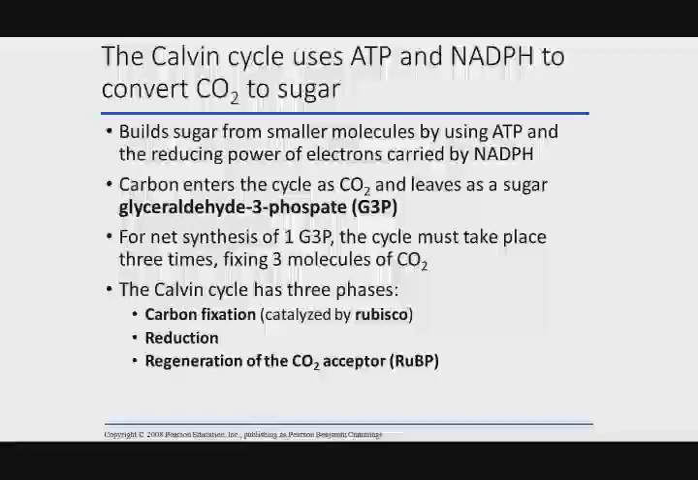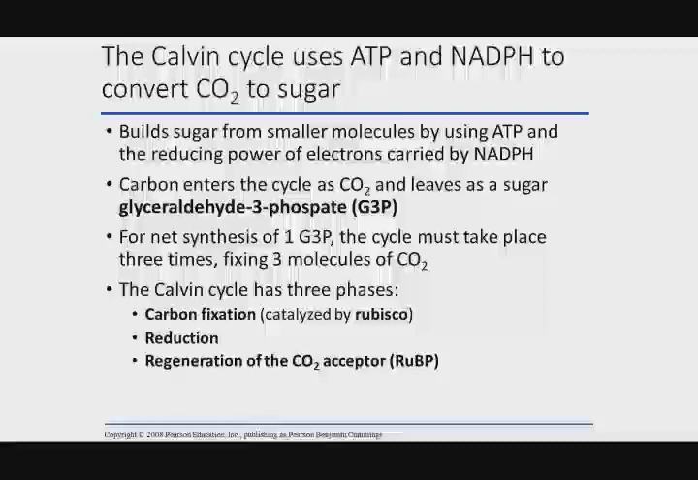Now, carbon enters the cycle as CO2 and leaves as glyceraldehyde 3-phosphate, G3P, which we've talked about before in glycolysis, and I'll show you that in a second. But basically, for a net synthesis of 1 G3P, you've got to turn the cycle 3 times, fixing a total of 3 CO2 molecules. It's not that simple or straightforward, but that's the math. So every time you turn the cycle, you bring in 1 more CO2, you get 1 more carbon, and you need to turn the cycle 3 times really to get a net increase of 1 G3P.